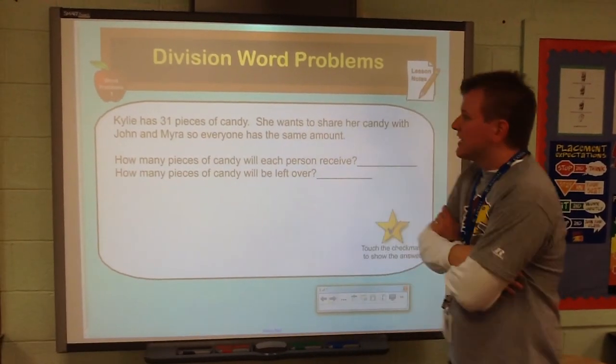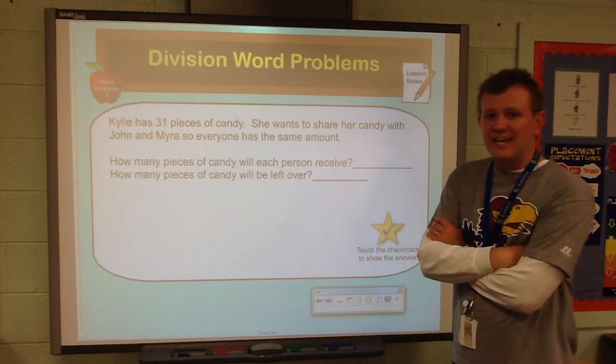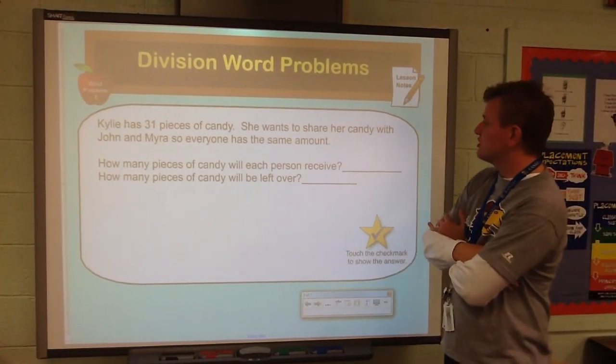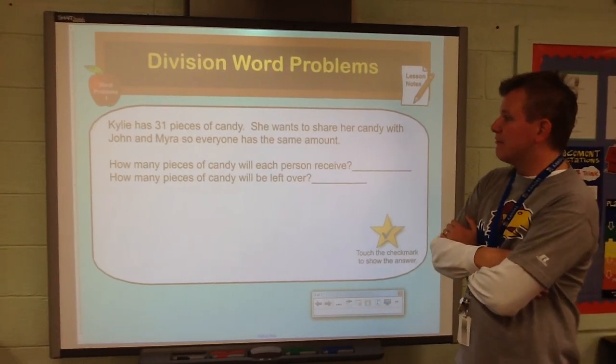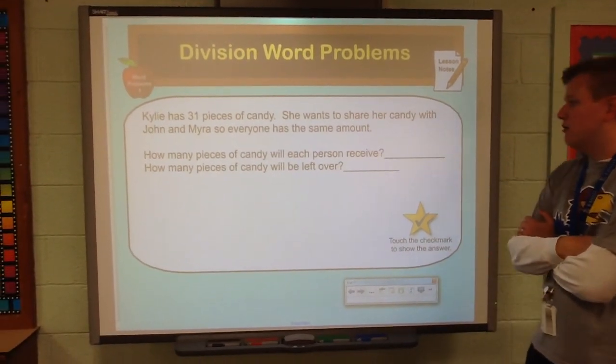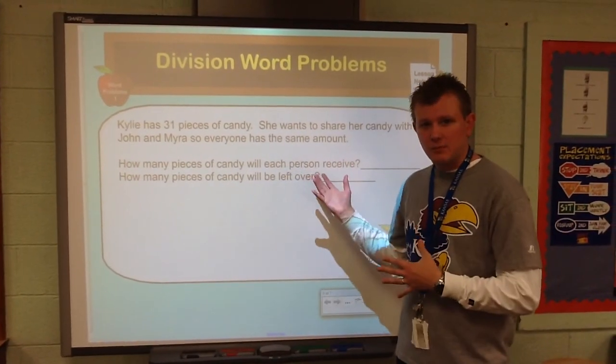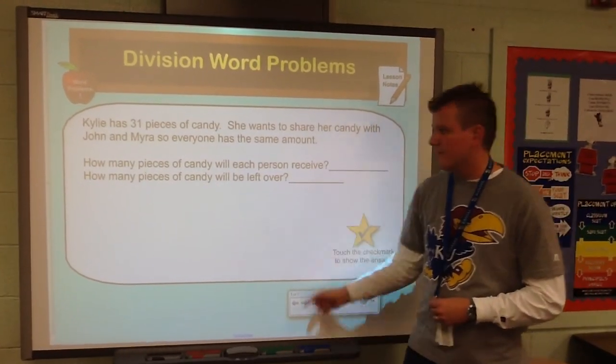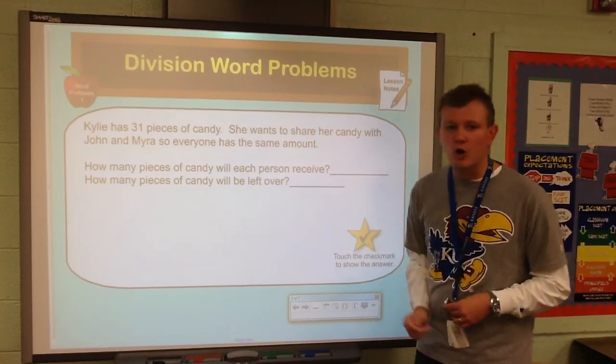All right. Kylie has 31 pieces of candy. Must be the day after Halloween. It's a lot of candy. Kylie has 31 pieces of candy. She wants to share her candy with John and Myra so everyone has the same amount. So that sets up the problem. Now you've got your questions. How many pieces of candy will each person receive? And how many pieces of candy will be left over?